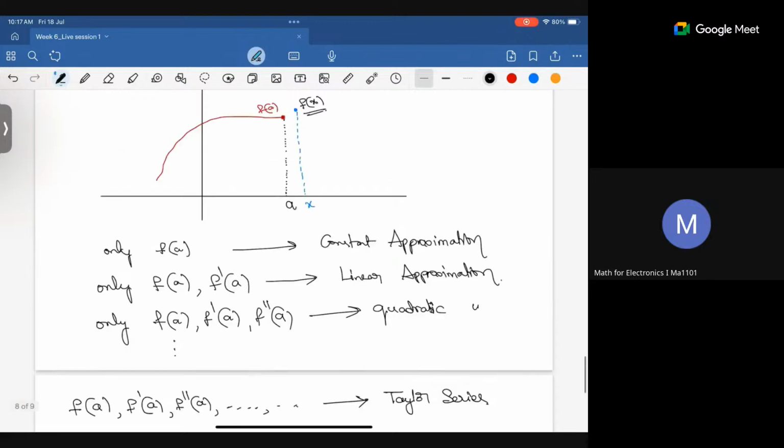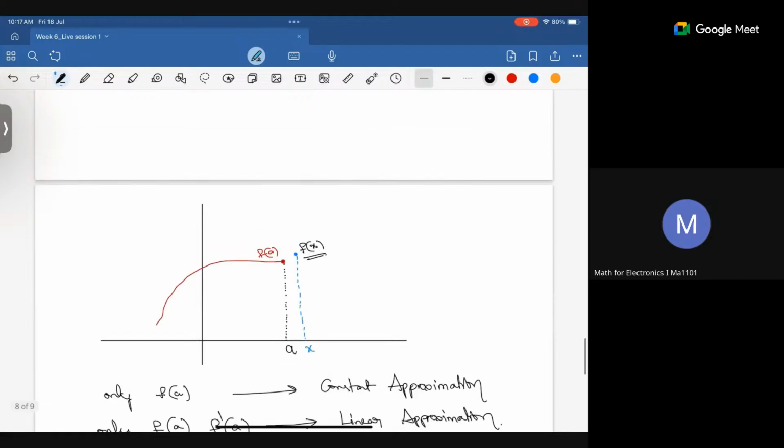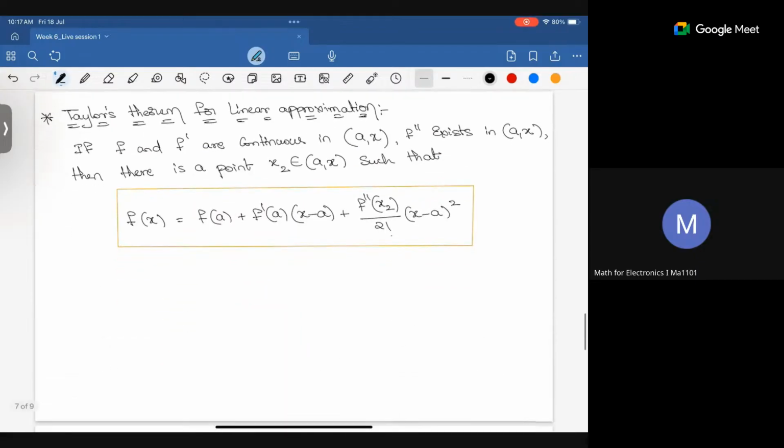So roughly this is what it is. In this particular course, we will mostly focus on Taylor's theorem for linear approximation and Taylor's theorem for quadratic approximation. We'll not go beyond quadratic, but in activities or practice assignments, you would be seeing some cubic or quartic. But in the exams, you might expect problems up to quadratic approximation, something like linear or quadratic approximations, where calculations are a bit easier.